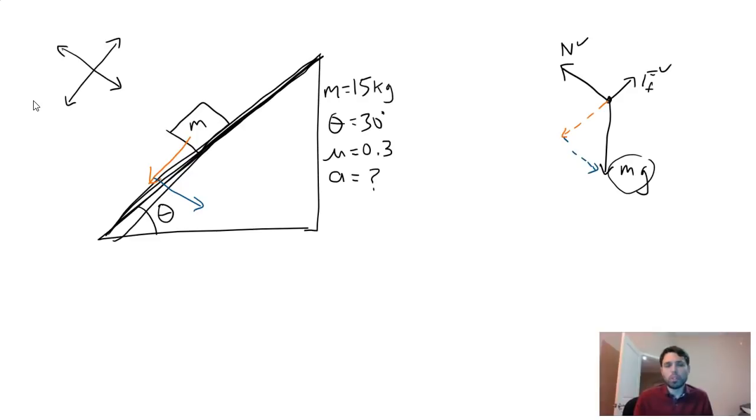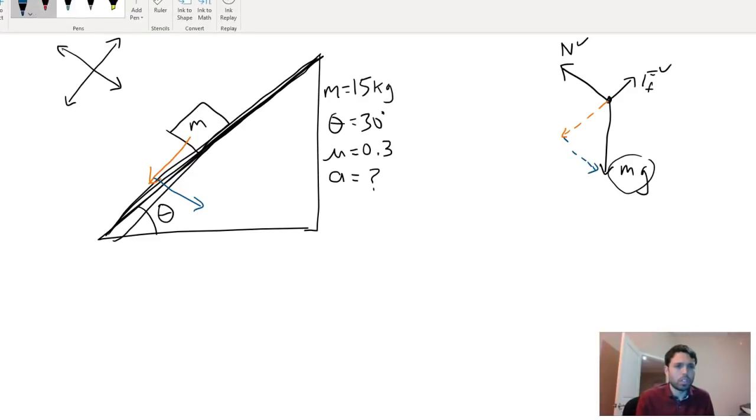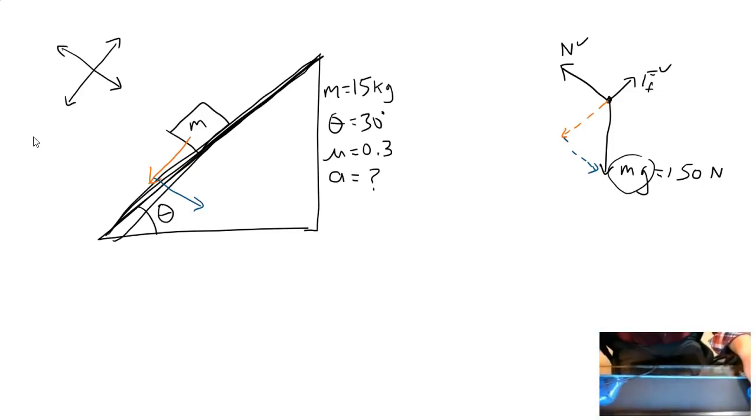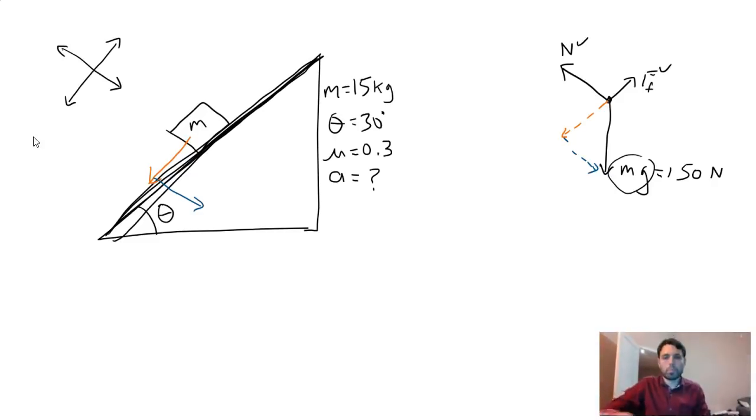So those are 2 components. Now we know the weight force is 150 newtons because 15 times 10 is 150. So now that I know that, I can get my calculator out. If I can find it. Found it. And we're just going to use our trigonometry to find out what those other components are.